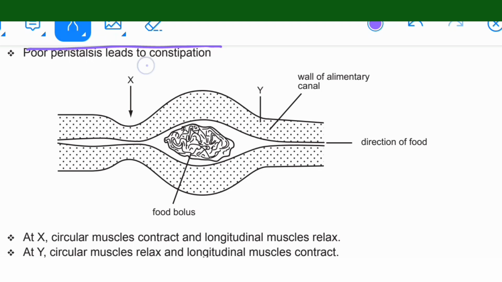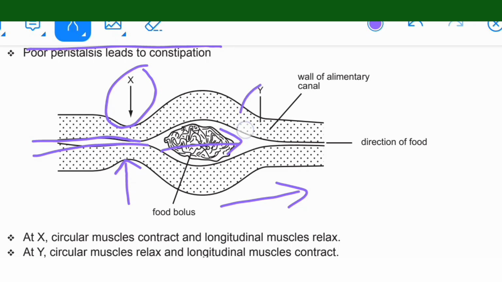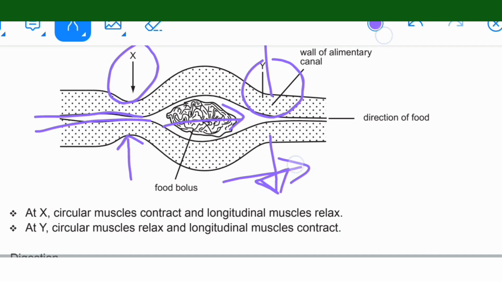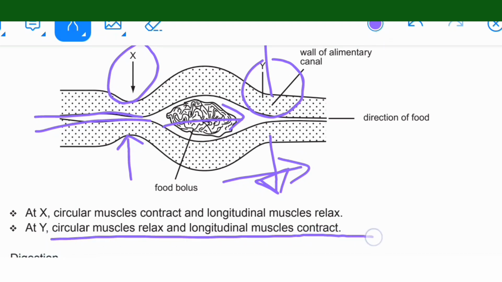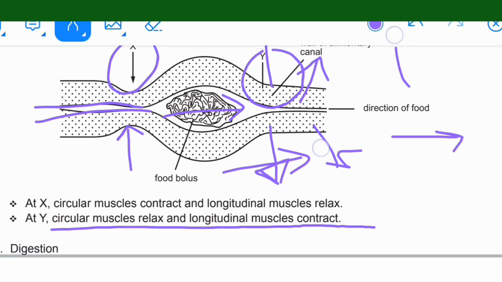At X, as you can see, the muscles here are contracting. They are becoming thinner. They come together. And when they come together, the horizontal muscles, these ones here, will become flat. These ones will relax. And when they relax, it causes the food to move in this direction. Then when the food is getting to this particular part, this one will go up, this one too will go up and down like this. So they will open up. So at Y, the circular muscles relax and longitudinal muscles contract. So this part here will open up like this, so that the food can pass through. So it's actually the wave-like movement of food particles or food bolus down the alimentary canal.